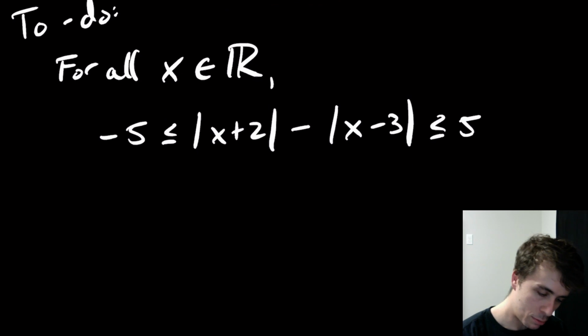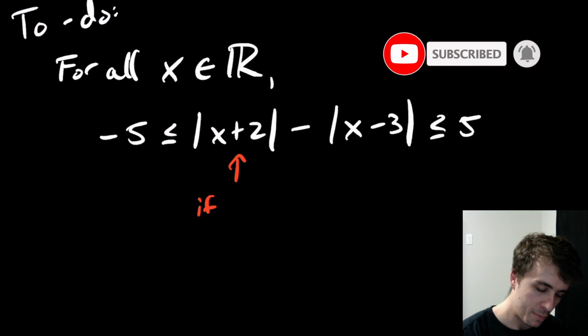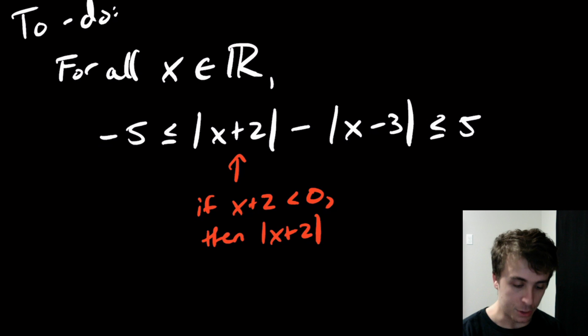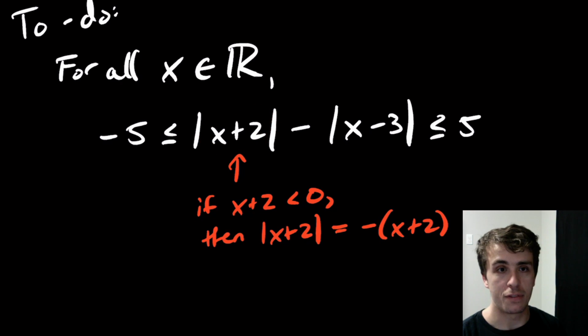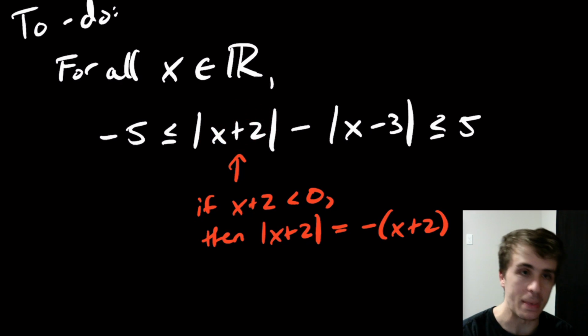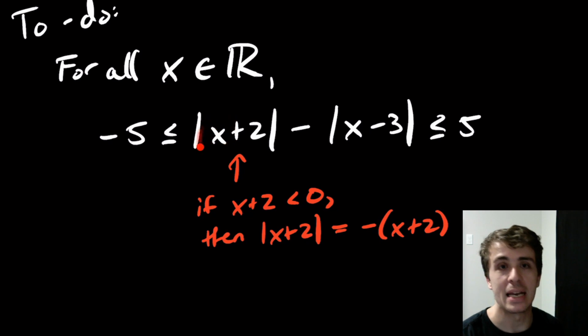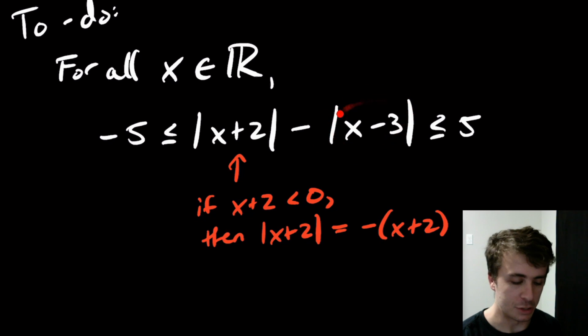Okay, so what is this absolute value thing? So this is if x plus 2 is less than 0, then the absolute value of x plus 2 is equal to the negative of x plus 2. Meaning that, in English, what this means is that if this expression, x plus 2, happened to be negative, we just turn it to be positive. Okay, so if x was like negative 10, then negative 10 plus 2 is negative 8, then the absolute value sign would make this 8. And similarly with x minus 3.